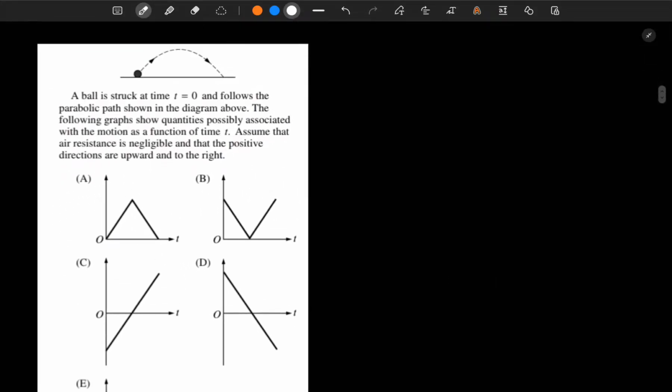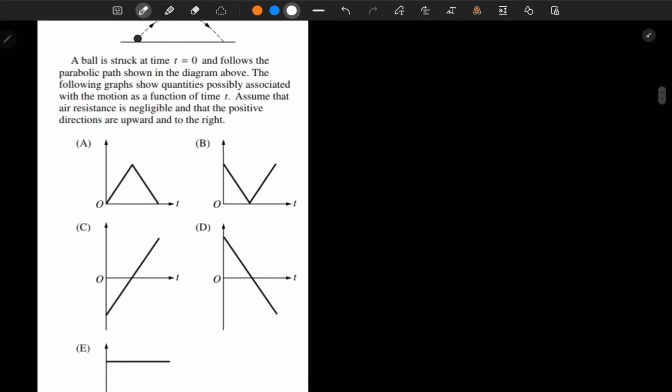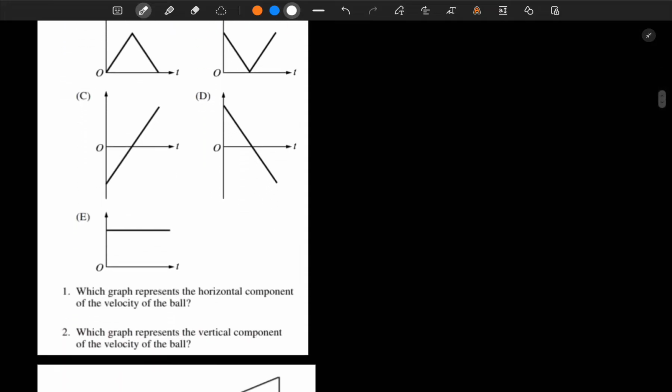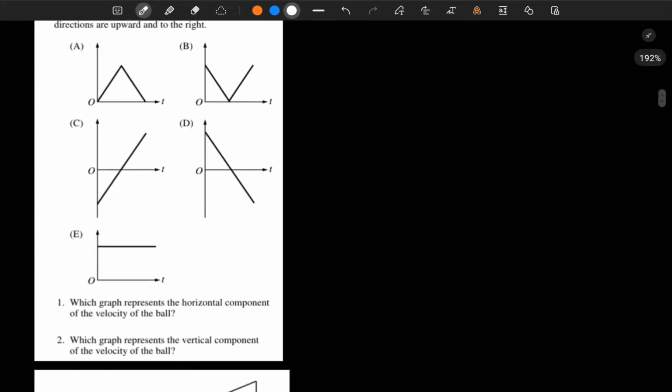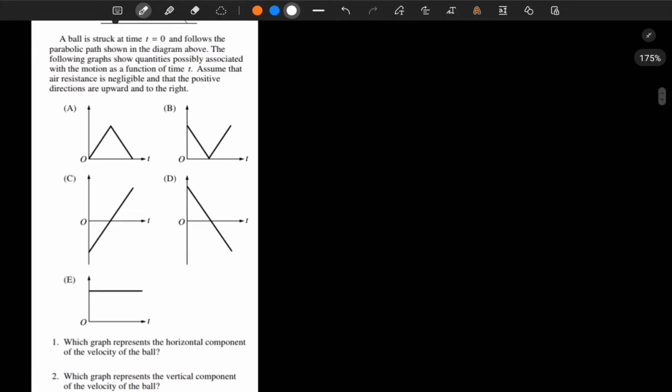To start, let's assume that a ball is struck at time t equals 0 and follows the given parabolic path. The following show graphs which have quantities possibly associated with the motion as a function of time. Assuming that air resistance is negligible and that the positive direction is upwards and to the right, we wish to answer the following two questions. Firstly, which graph represents the horizontal component of the velocity of the ball?